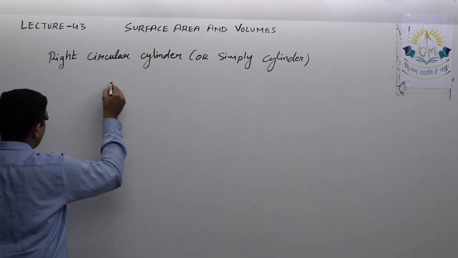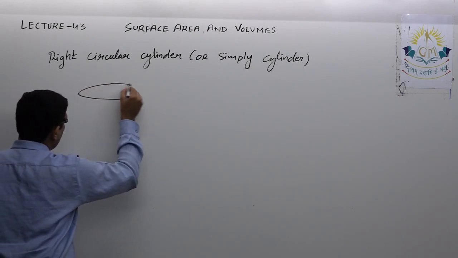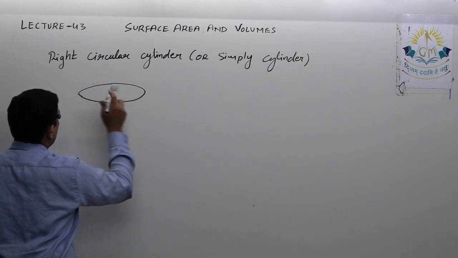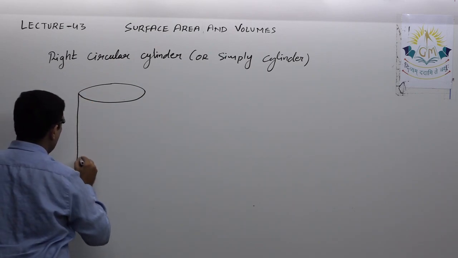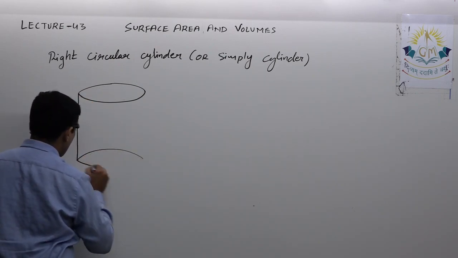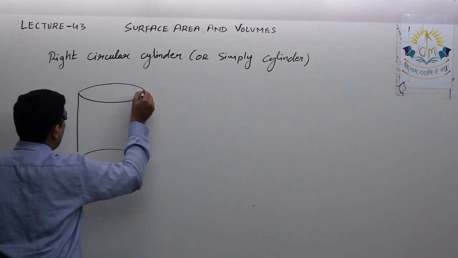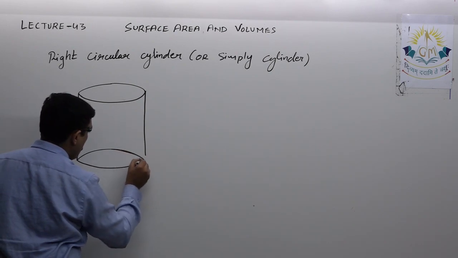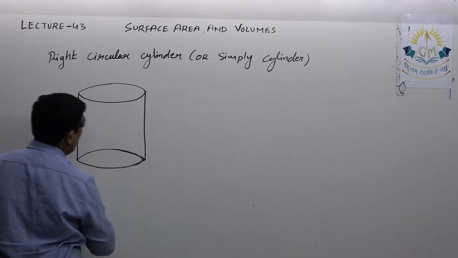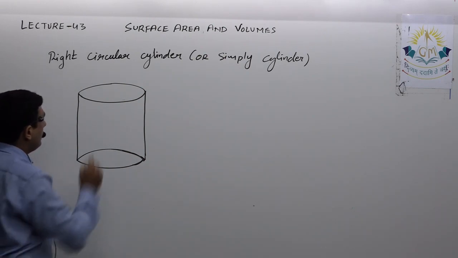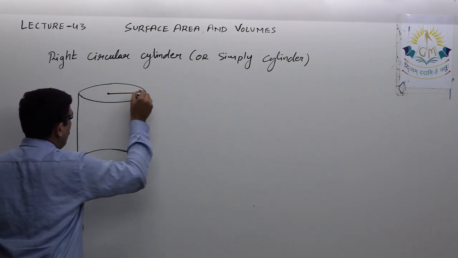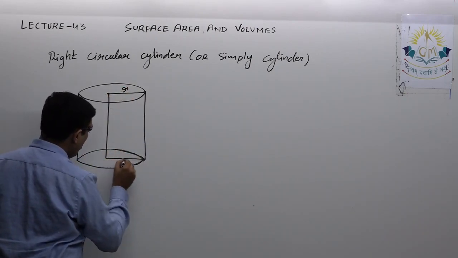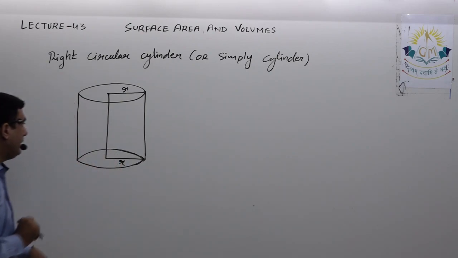Okay, so now this is something like a cylinder when we draw its diagram. It has two circular ends, one on each side. Okay, this looks like a cylinder. Now, if I consider the radius of its base is r and its height is h. Okay, radius of its base is r and height is h.